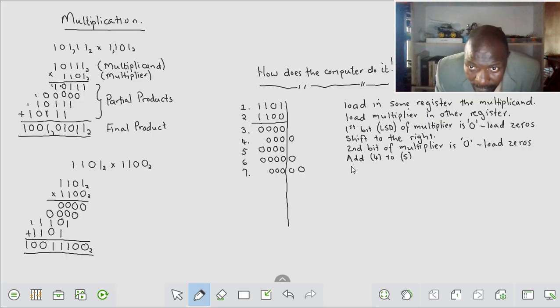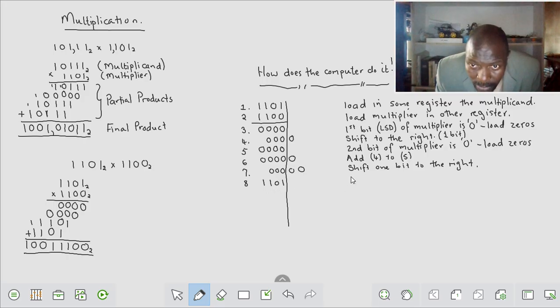So you shift. Always when you shift, shift one bit. I should have said one bit. Shift one bit to the right. Okay. Now, what do you then do? Step 8. You look at the next bit. The next bit is the one. So you load the multiplicand. Your multiplicand is 1, 1, 0, 1.